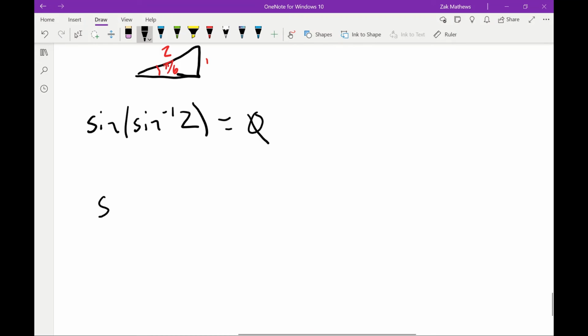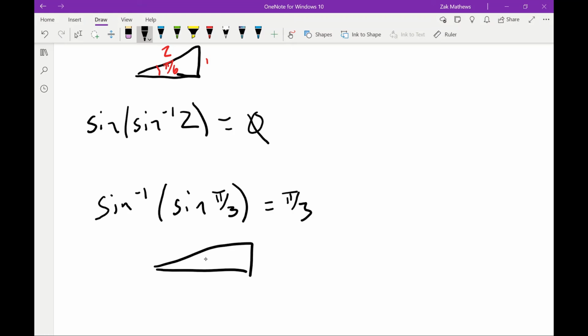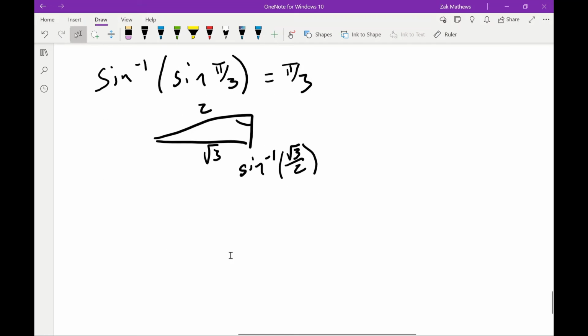If I were to switch the order around a little bit, let's take the inverse sine of the sine of pi/3. Well, the answer is going to be pi/3. Why is that? Well, I draw out pi/3's triangle. That would be the larger angle up here. The ratios of sides would be √3/2. And so we'd have the inverse sine of √3/2. Well, where does that occur? Obviously at pi/3. That's what we just found it to be.